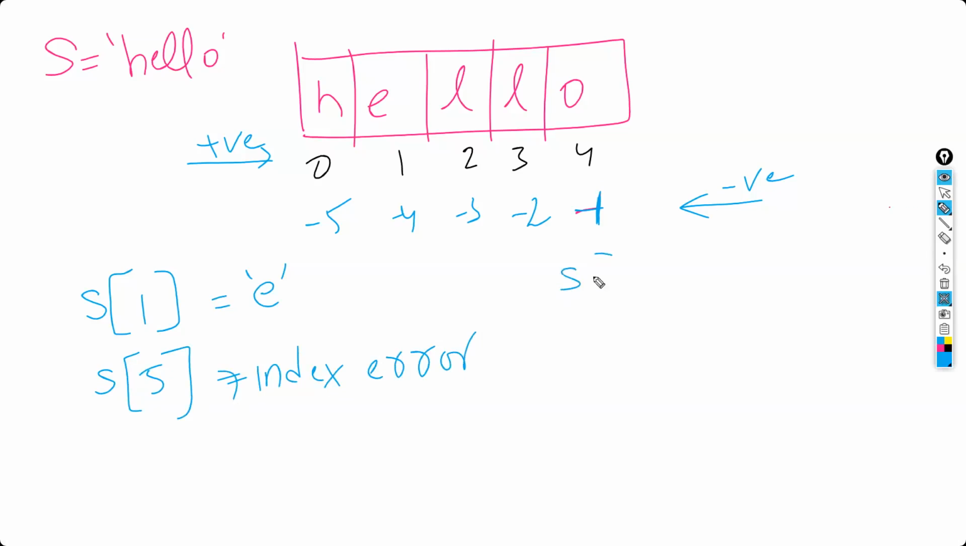Next, s of minus 2 gives L. Sir, s of 1 you have written as E, and s of minus 4 is also E only, no sir? Obviously. For example, you have two things: one is your name, one is your roll number. Assume the person's roll number is 45 and his name is Pawan. If I call Pawan, what happens? He is going to respond. If I call 45, he will obviously respond, right?